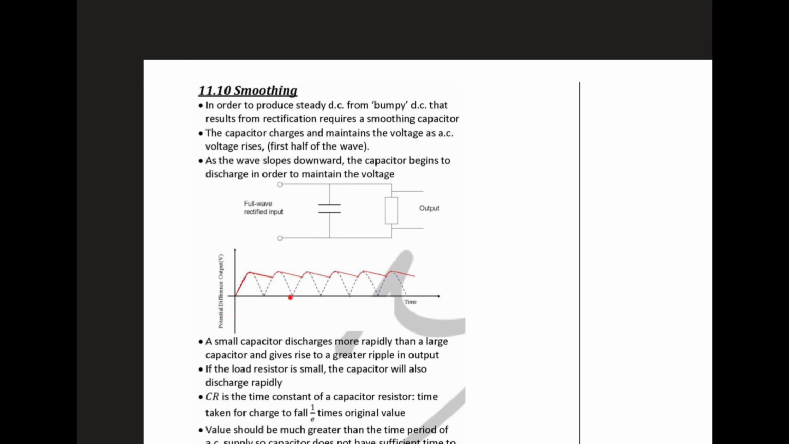So to avoid this problem, we had to go through smoothing in order to produce a steady direct current from bumpy direct current that results from the full wave rectification. So we need to use a smoothing capacitor. So we learn capacitor. Capacitor, the function is to store energy. Okay, it's to store energy.